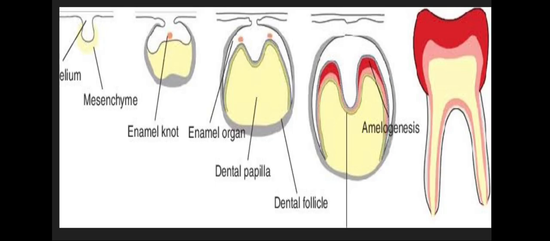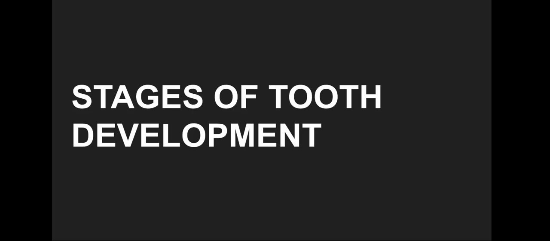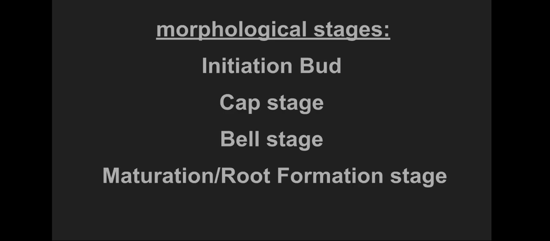So this is how the tooth is formed. You can see epithelial mesenchyme, enamel knot, enamel organ, dental papilla, then dental follicle, then amelogenesis, then the tooth is formed. Now we'll see in detail the stages of tooth development. Morphologically there are four stages: bud stage, cap stage, bell stage, and root formation stage.